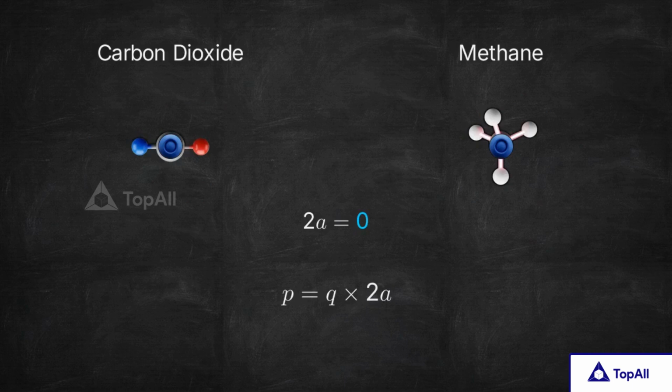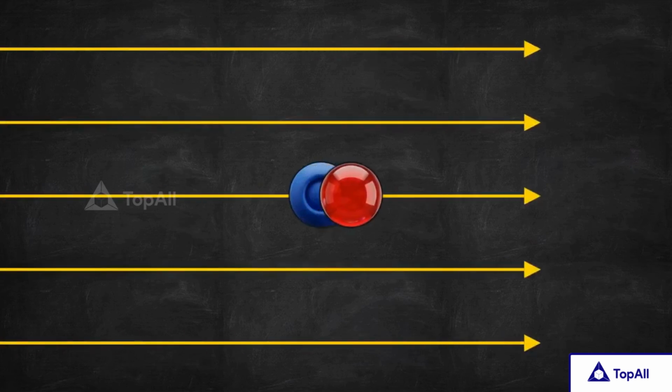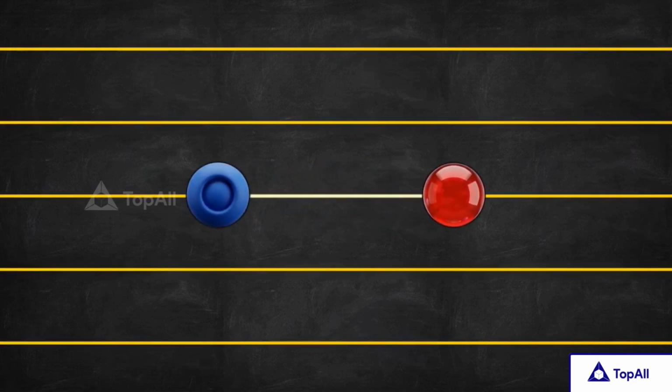As this equation shows, without physical distance between the opposing charges, the inherent dipole moment, denoted by the letter P, is 0. Molecules like these are nonpolar. They only develop a temporary, induced dipole if an external electric field forcefully stretches their internal charges out of alignment.